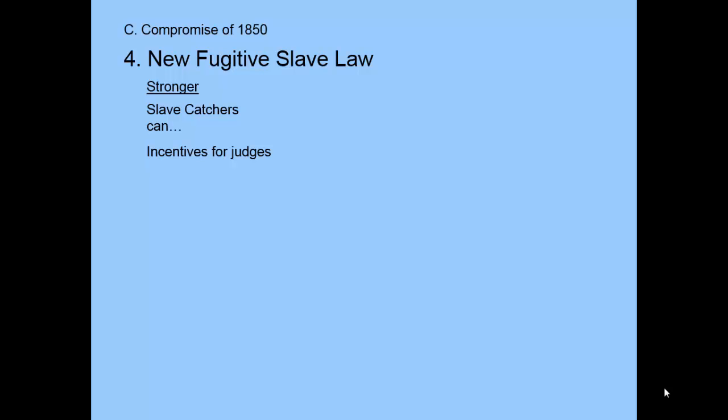And so we see that Northerners are upset because obviously judges are ruling that people are runaways instead of free men. We see judges being bribed, judges being corrupted, and the North simply doesn't like having this corruption in their government because of the South.